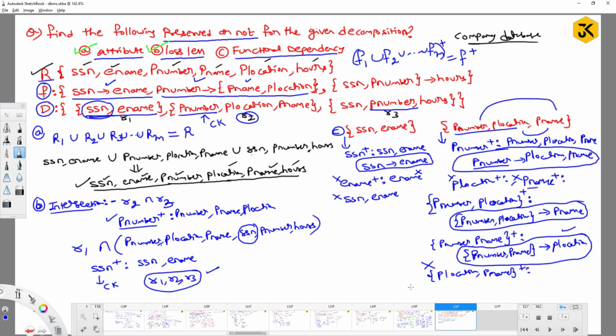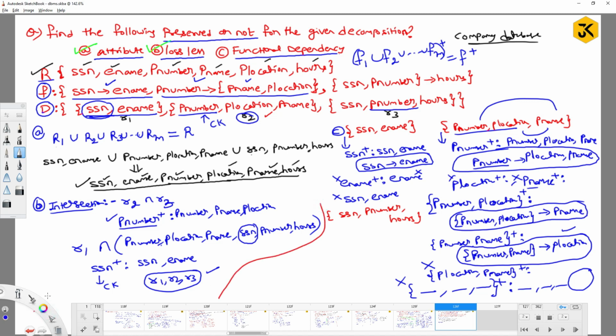Next, if you take the 3 level attributes, p number, p location and p name, and try to find the closure, you are going to get those 3 only. Even if you get any other things, those are not in our relation, so I can simply skip this one, right? So we did the second relation. Next, try to take the third relation. The third relation is SSN, p number and hours, guys, right?